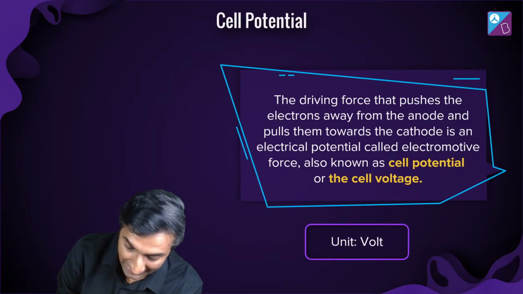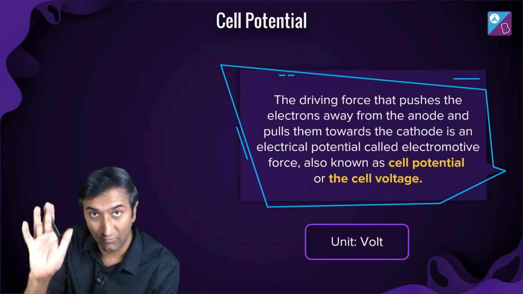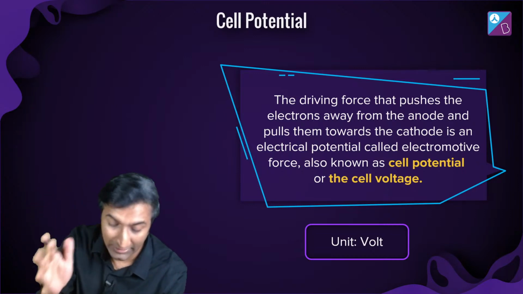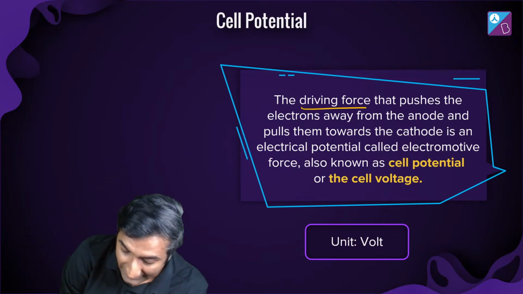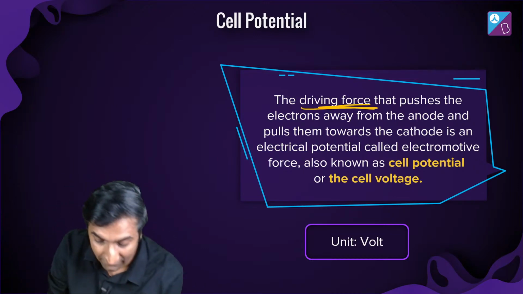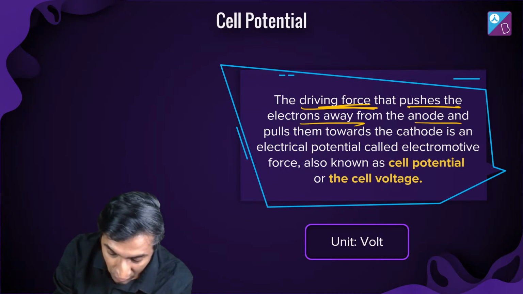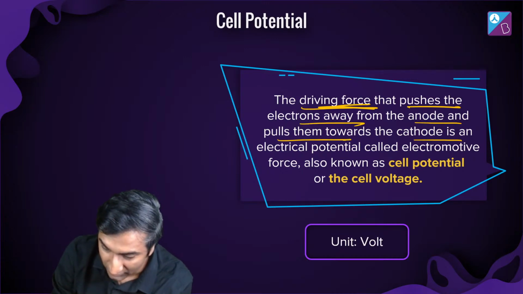ठीक है? And cell potential, now this is the big one, right? This is the part from physics that you need to understand. You need to understand this is a theoretical idea. This is a driving force. The tension I was talking about, this is a driving force that pushes the electrons away from the anode and pulls them towards the cathode.